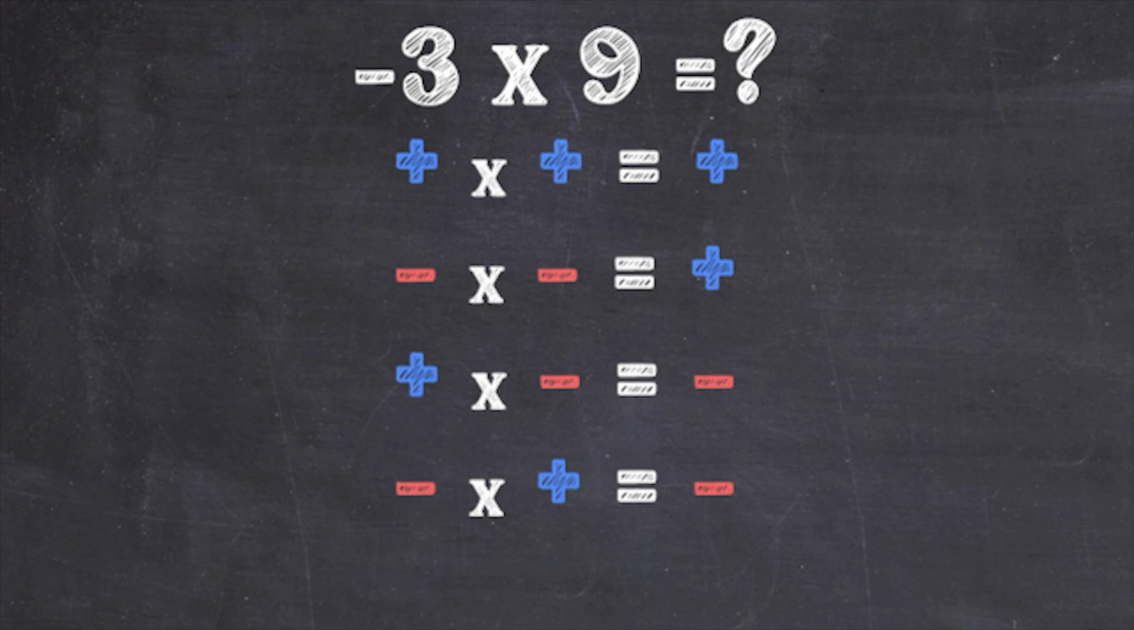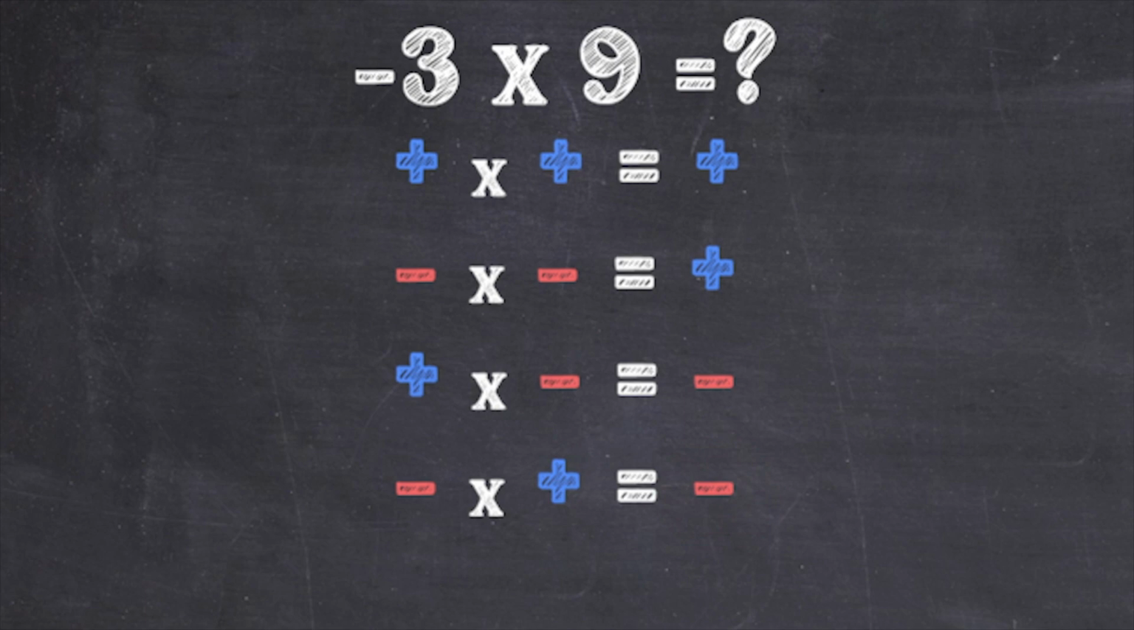When you multiply two positive integers together, you get a positive integer. When you multiply two negative integers together, you also get a positive integer. When you multiply a positive integer and a negative integer together, you get a negative integer. When you multiply a negative integer and a positive integer together, you get a negative integer as well.